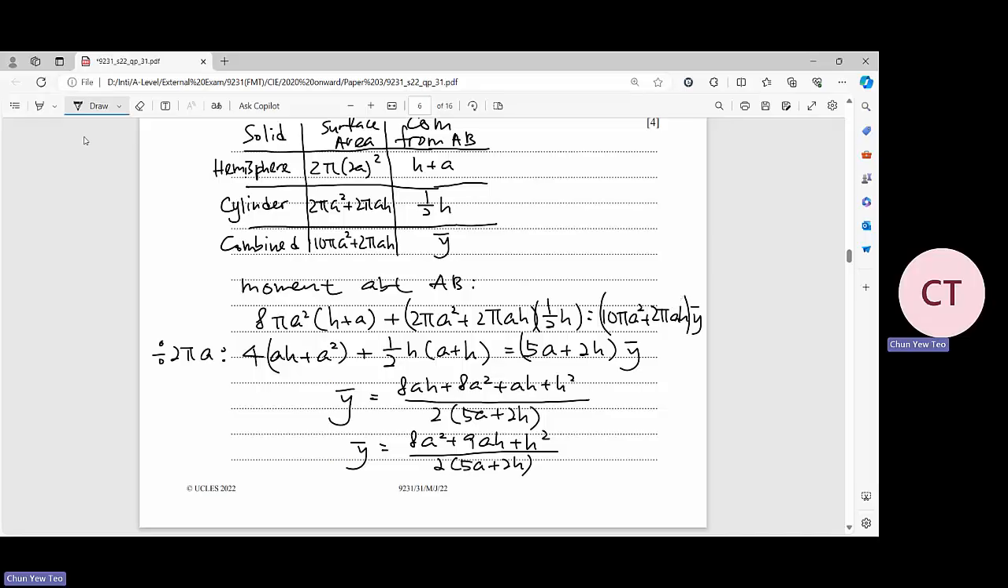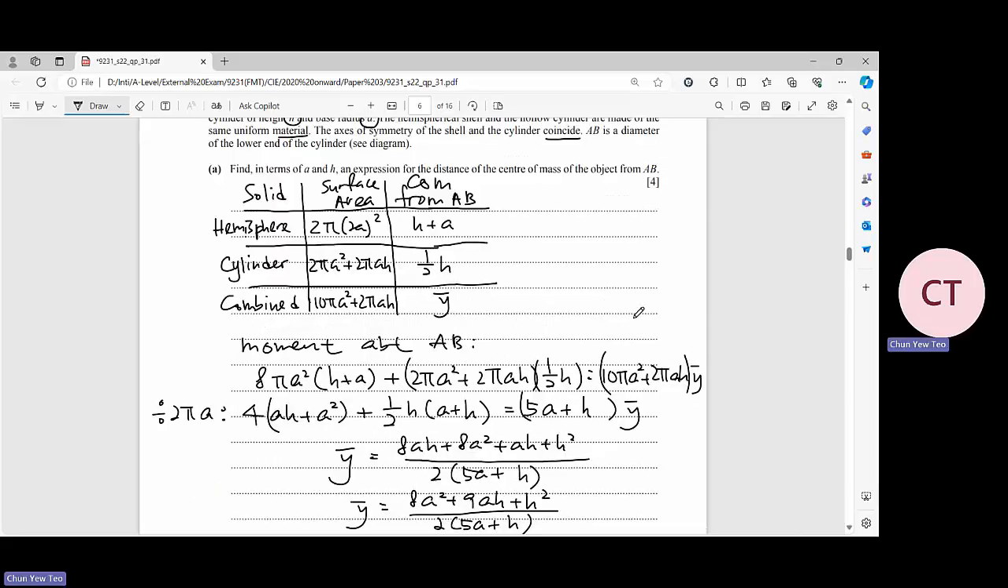Oh, wait, I made a mistake. This is not 2, okay, I have divided 2. So this one is only H. Is there an H only? No, 2. Okay, so this will be your bar Y. We cannot simplify further. We just leave it like that. That's all. Okay, so this is the answer for part A.